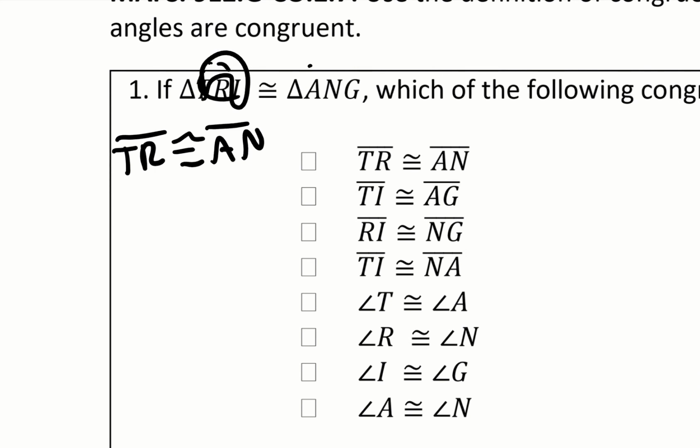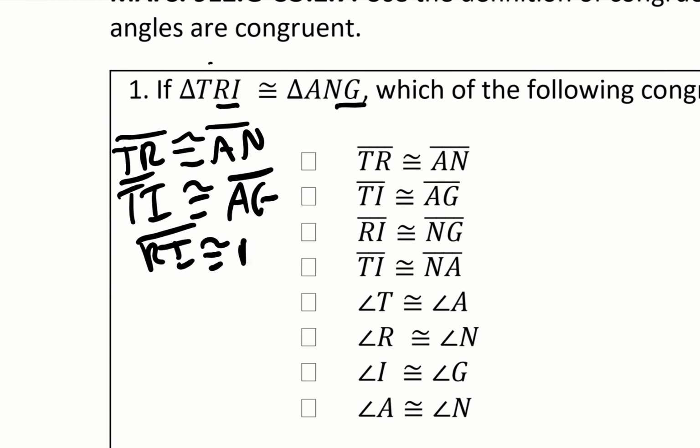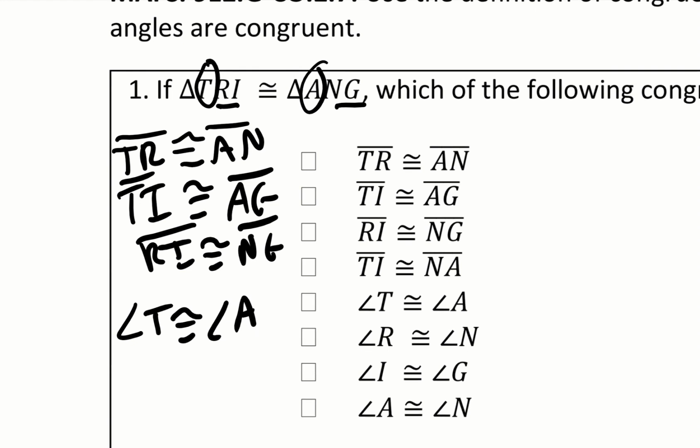It also means that TI is congruent to AG, right? TI congruent to AG. That works too. Any combination that you can think of, like that, RI, NG, stuff like that. In addition, that means that angle T is congruent to angle A, angle R is congruent to angle N, and angle I is congruent to angle G. So let's see which ones are true.